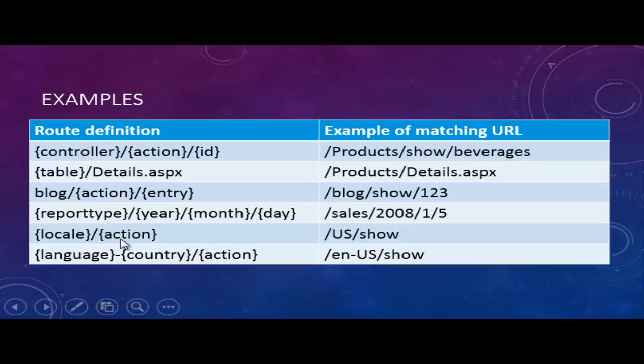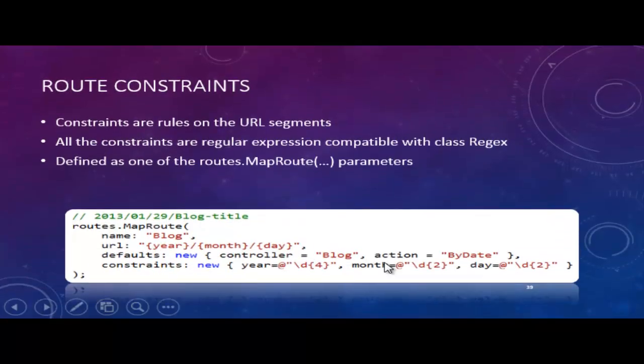Again, locale and the action, US show, or the language. You notice over here that between the slashes there are 2 literals, and they must be separated by 1 more literal. If you don't do that, you're going to get an error message. So this is English US. This is going to map here, and the action you're going to get that.